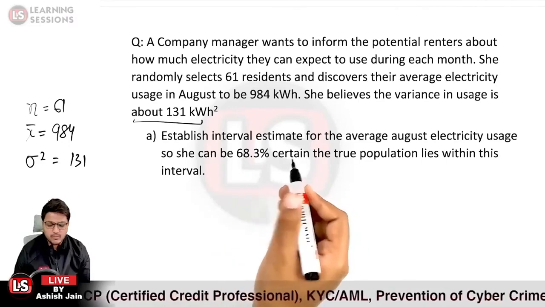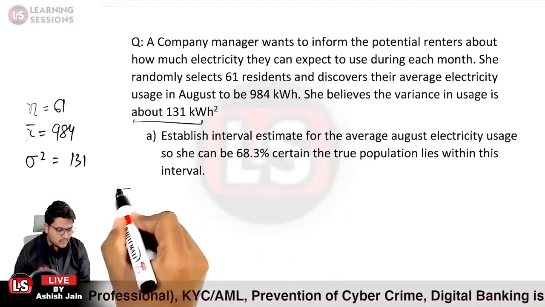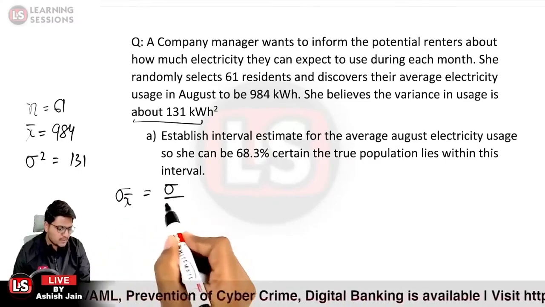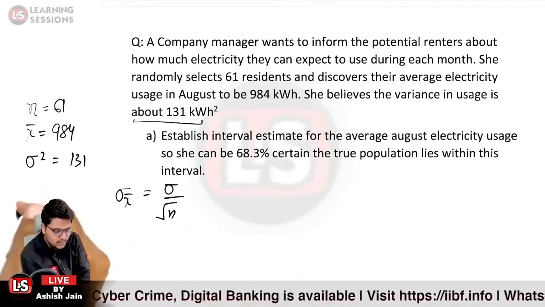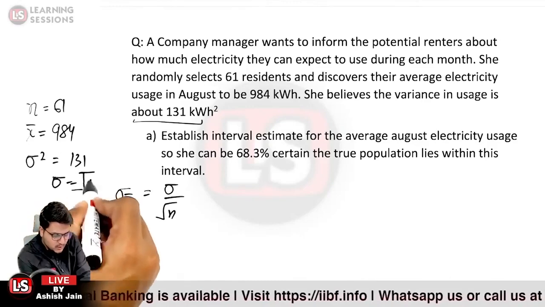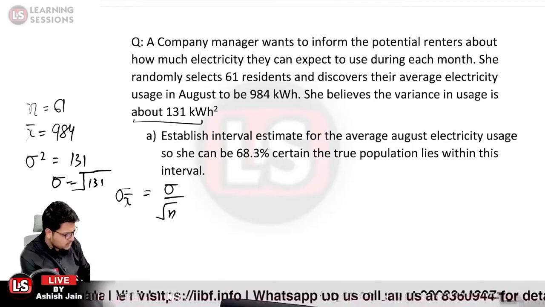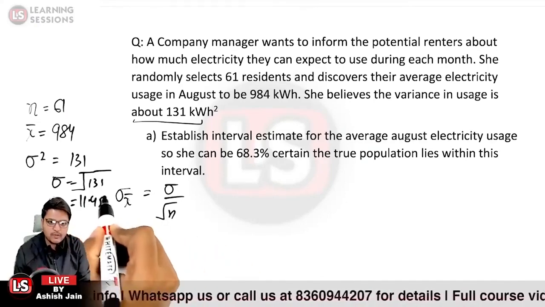So in that particular case, first of all, we will be calculating the value of sigma x bar, that is equal to sigma divided by under root of n. Now we calculate sigma, the standard deviation. Standard deviation is equal to under root of 131, that is equal to 11.45.